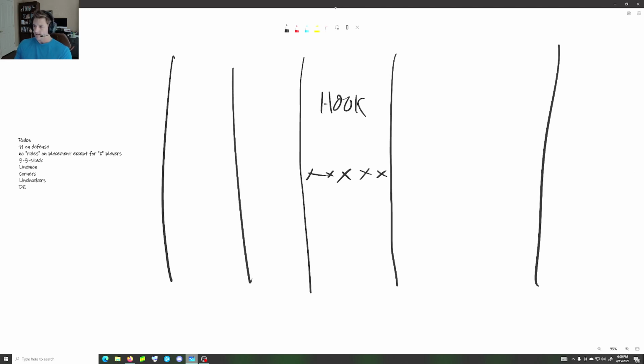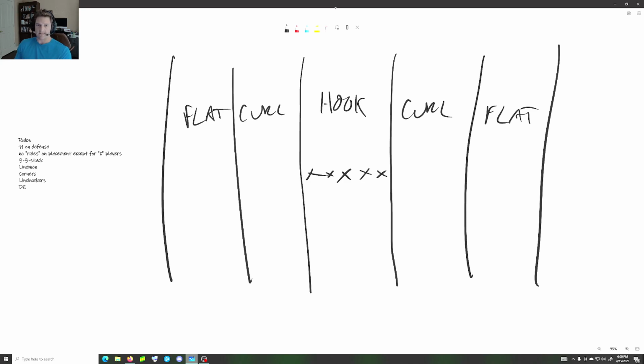Then we got the sideline over here, right? And then we got this space here. This is just outside the tackle, but not quite the sideline. This is the curl, and this is the flat. Hook, curl, flat. These are common defense terminologies you need to know.